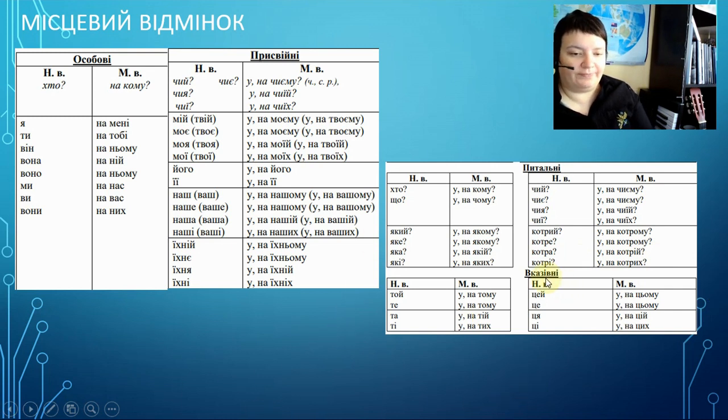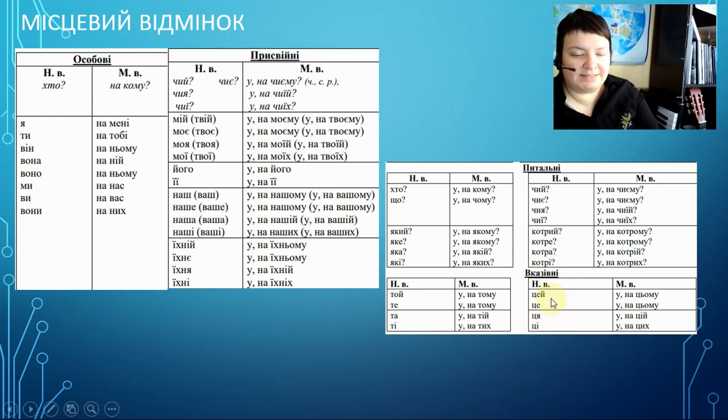And вказівні. It's our analog of this, those, that, these. Той, that, it's masculine, те, that, it's neuter, та, it's feminine, ті, it's plural. So, той, та, те, we translate as that, ті as those. У, на тому, the same forms, masculine and neuter, but feminine у, на тій, and plural у, на тих.